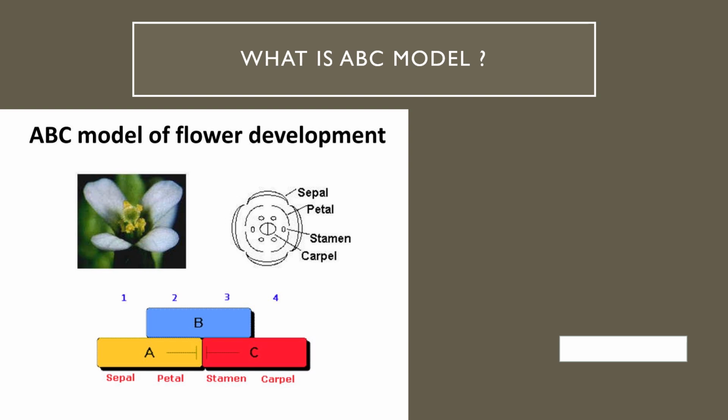And one important thing to be noted is that class A and class C genes inhibit each other. Means class A gene inhibits class C gene and class C gene inhibits class A gene.